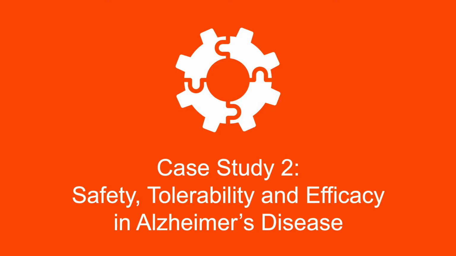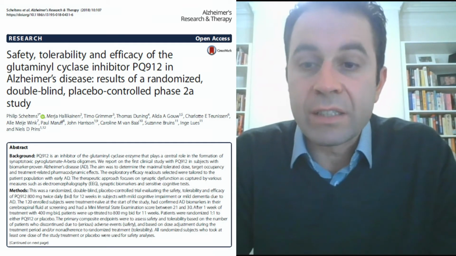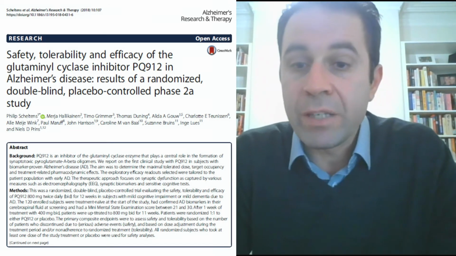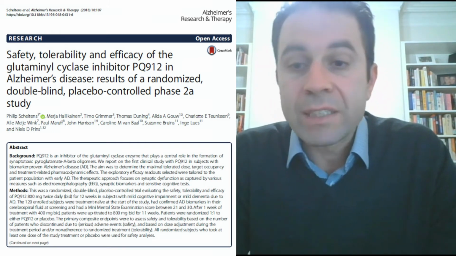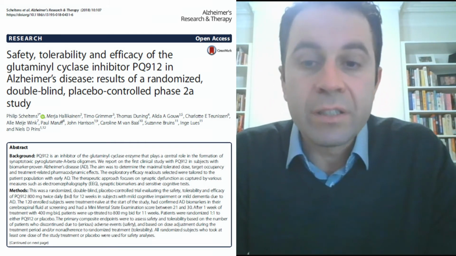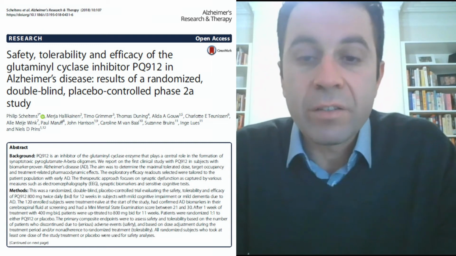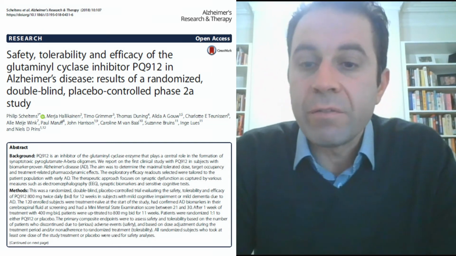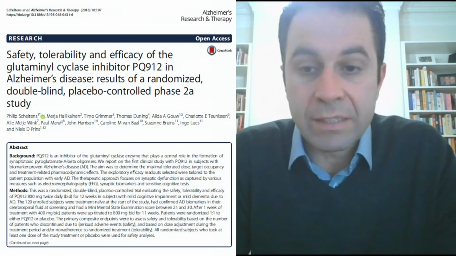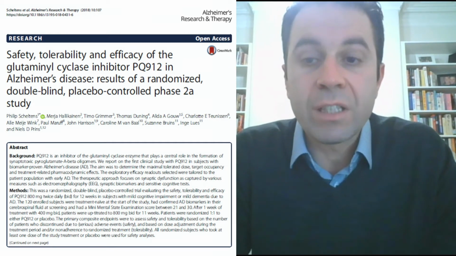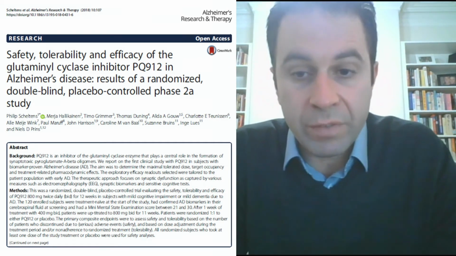Let's have a talk about the second study. Now, this study was actually a study in Alzheimer's disease and was looking at safety, tolerability, and efficacy. So the study was conducted on the investigational drug PQ912. Now, prior to this study, this drug had undergone considerable preclinical and clinical investigations, including both in vivo animal and phase 1 studies, and it was considered to be a first-in-class QC inhibitor in clinical development.